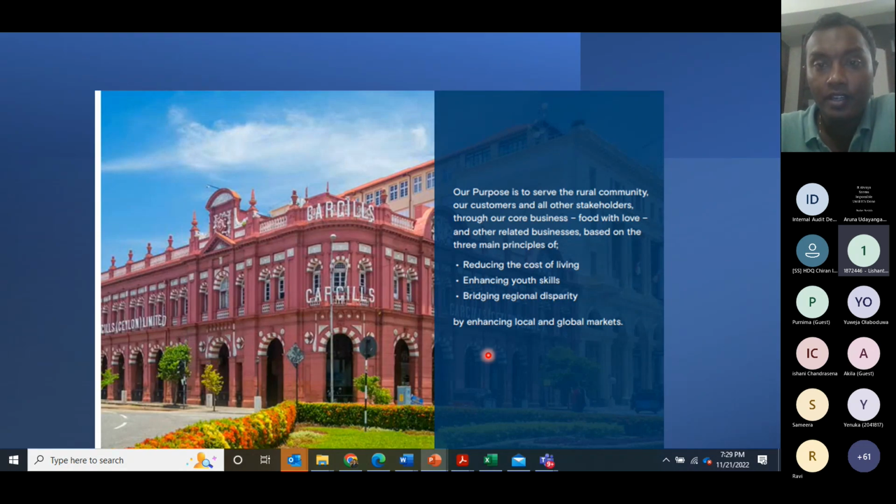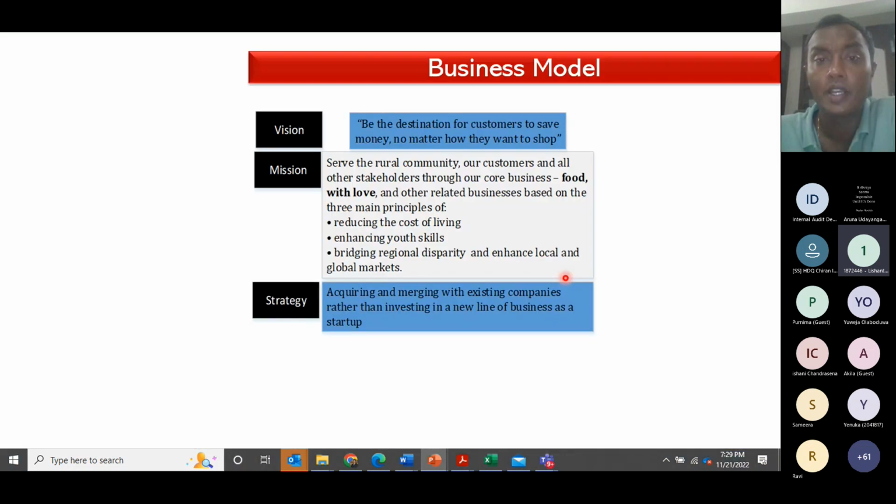Now see, if you take a similar company, and this is very similar to your case study, that's why I wanted you to guess, right? Now their core mission statement is food with love. And this is not only Cargill's, you can Google and check what the mission of Walmart is. Very similar, food with love, core business. Now, one of the risks you will see is they are going to deviate from core business when it comes to, say, power plants, things like that. And they want to build this business based on these pillars. How do we reduce cost of living, enhance skills, bridge the regional disparity? Now you can see your company's mission is very similar, right?